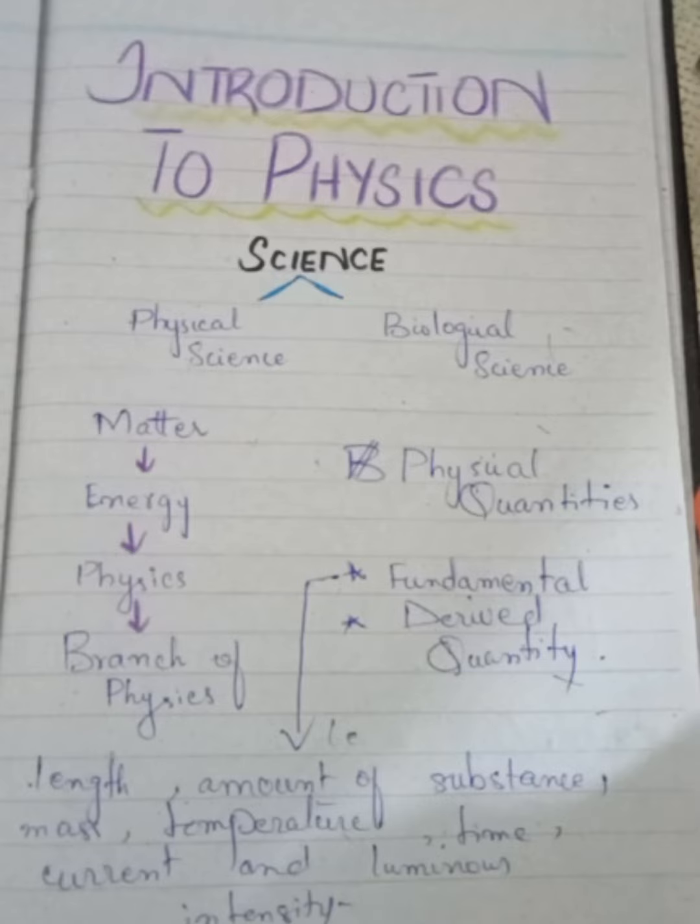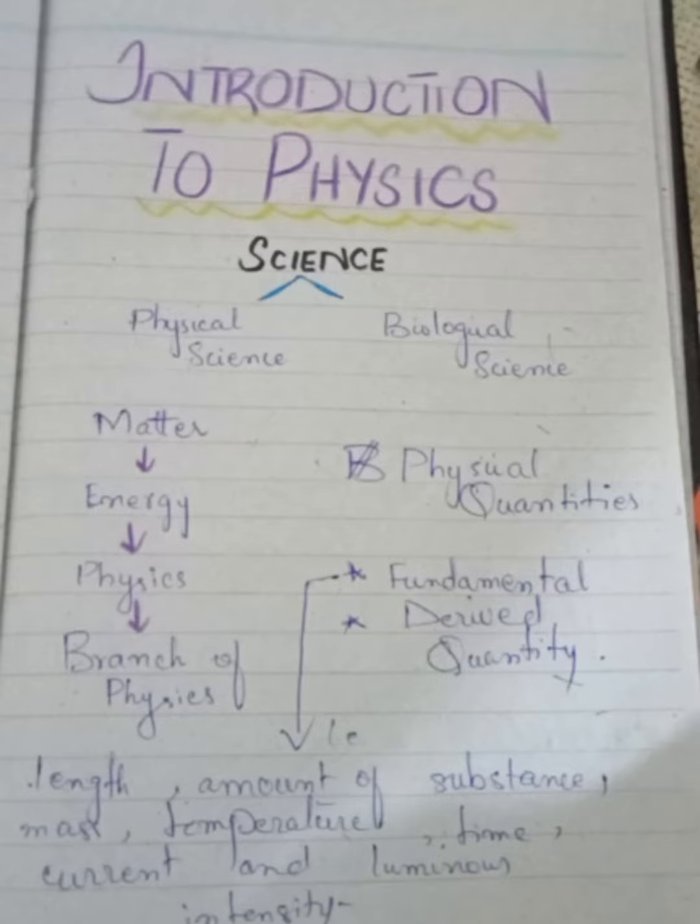Fundamental quantity is also called the base quantity. We can say base or fundamental quantities. These are quantities which completely specify themselves, and they are called fundamental or base quantities, and their unit is called the fundamental unit. There are seven fundamental quantities: length, amount of substance, temperature, current, time, mass, luminous intensity. These all seven are the fundamental quantities.